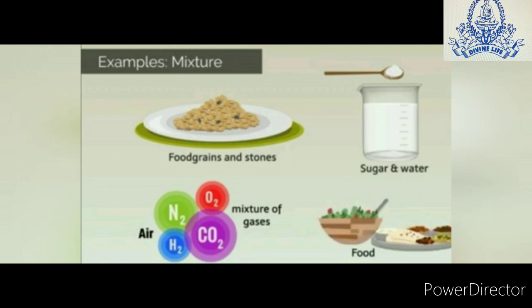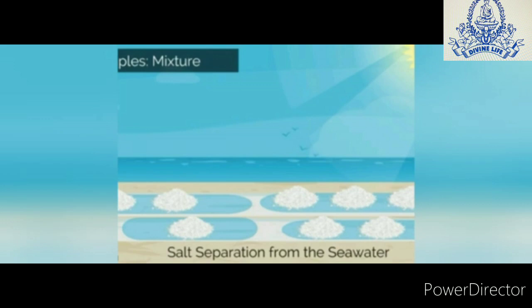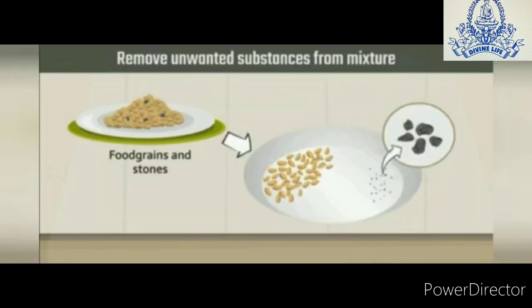Here in food grains, we can easily see the different substances present in the mixture. But if you take the example of seawater, it is a mixture of water, common salt and various other salts dissolved in it. So in this case, we cannot see the different substances present in the mixture of seawater. So students, mixtures are separated into their components for various purposes, such as to remove unwanted substances from mixtures.